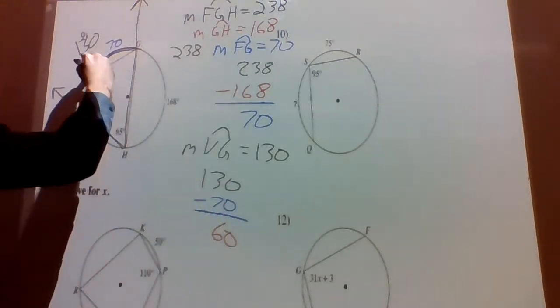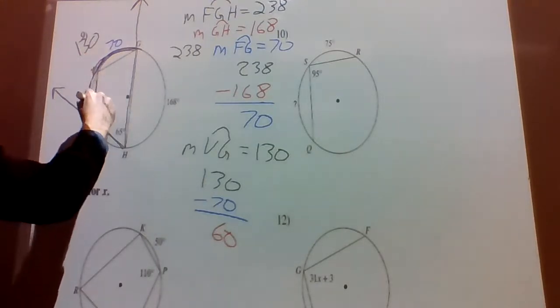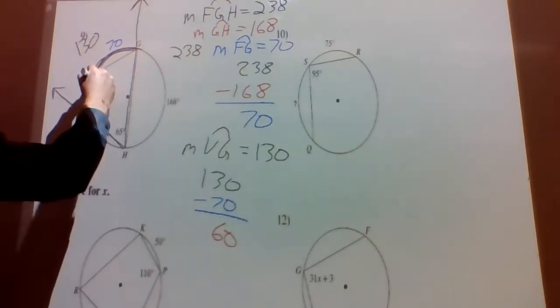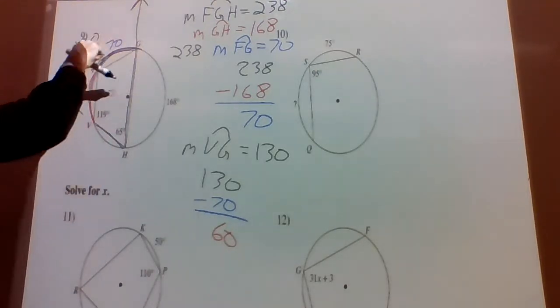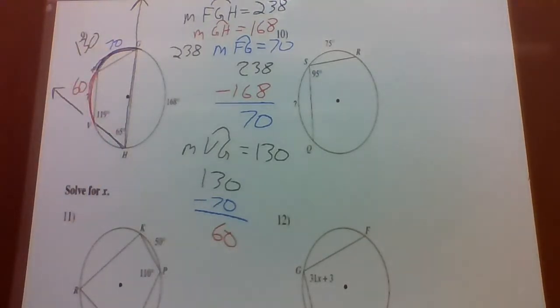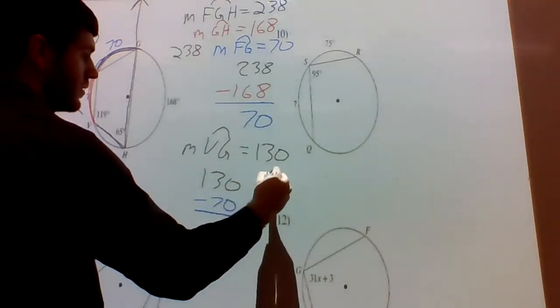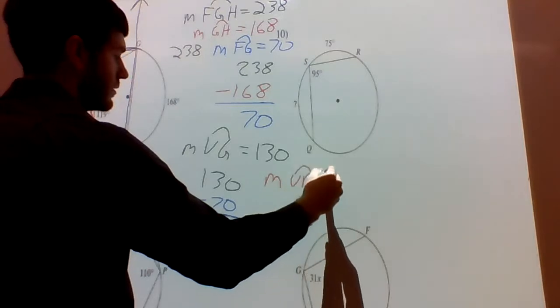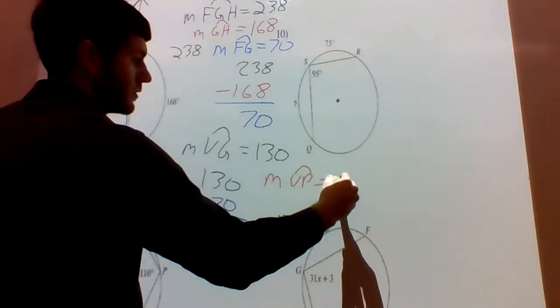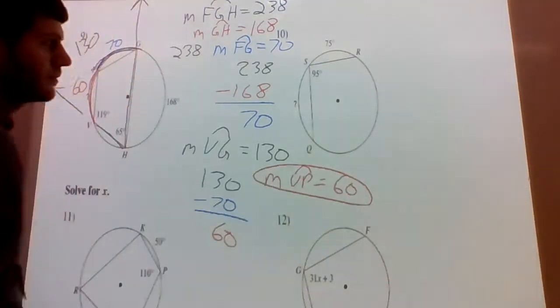So this arc right here has to be 60. 60 plus 70 is 130. So the measure of arc VP now is going to equal 60, which is what we're trying to find.